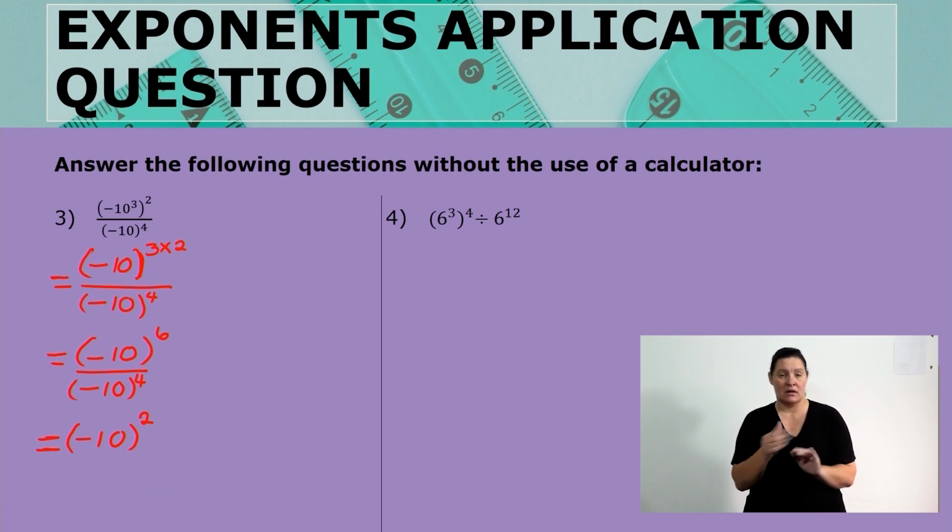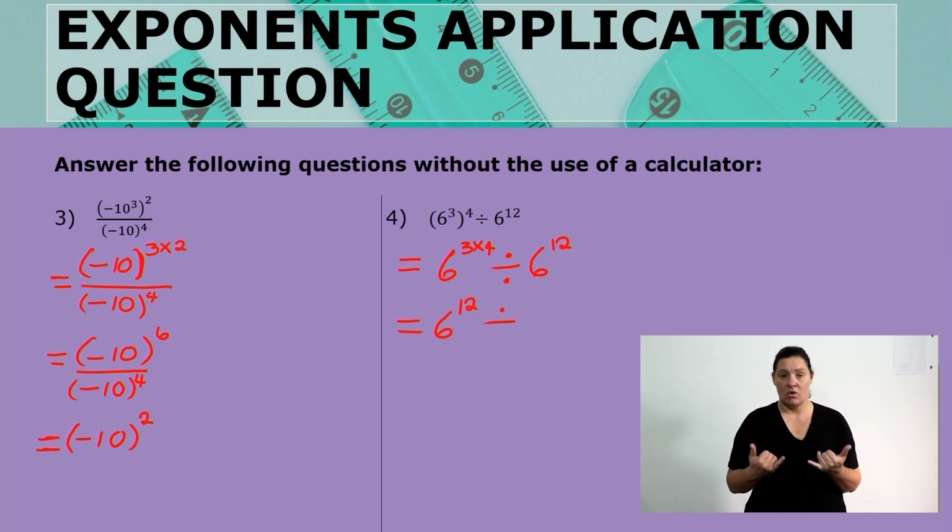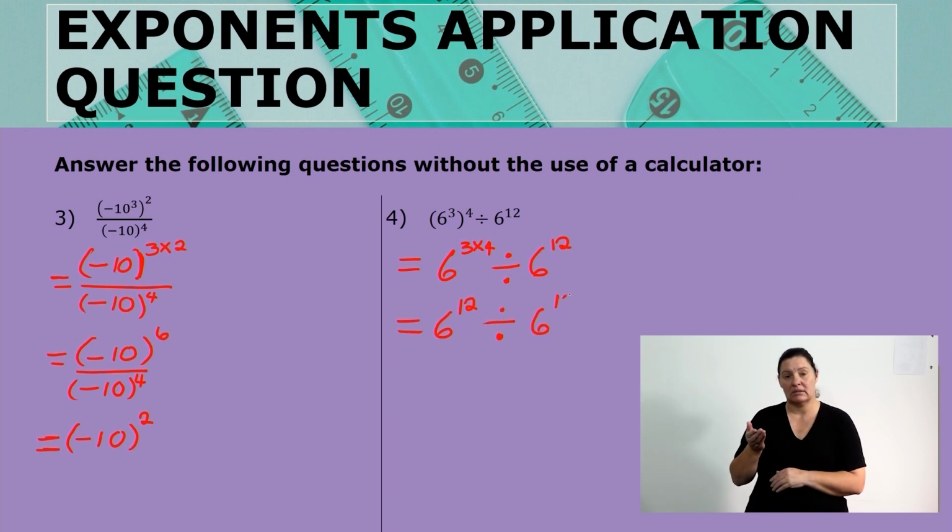Now we have 6 raised to the exponent 3, and that power is raised to the exponent 4. We are going to divide that by 6 raised to the exponent 12. What happens when we are raising a power to a given exponent? Yes, we are going to multiply the exponents. So that is going to be 3 multiplied by 4, and we are dividing this by 6 raised to the exponent 12. What is 3 times 4? Yes, it is 12. So now we have 6 raised to the exponent 12 divided by 6 raised to the exponent 12.